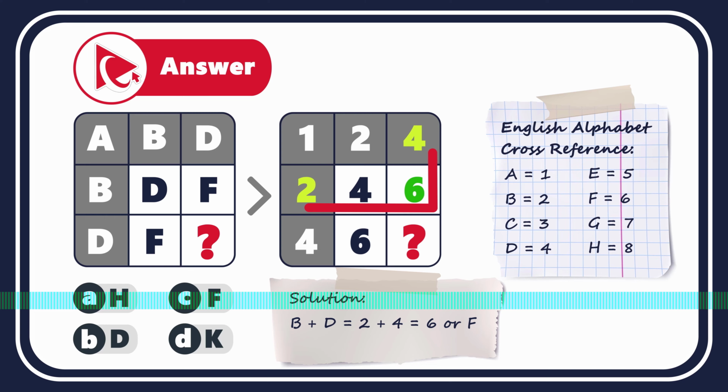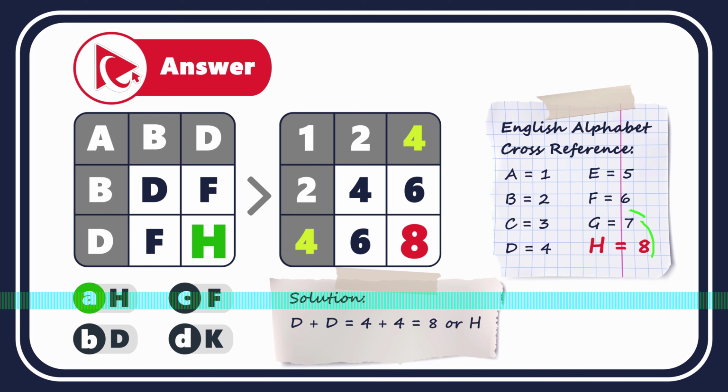This is the result of the calculation in the third row, which would mean that the missing number on the intersection of 4 and 4 will be calculated as addition of 4 plus 4, which would be equal to 8. So the correct answer here is choice A, H, because H is the letter that corresponds to the number 8.